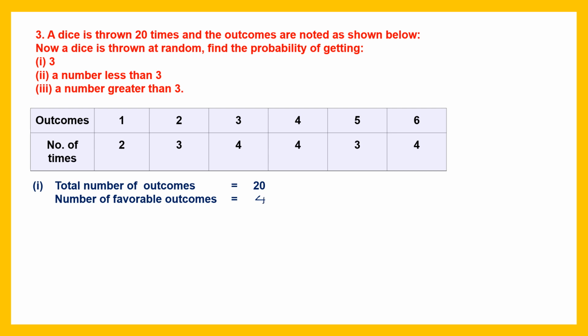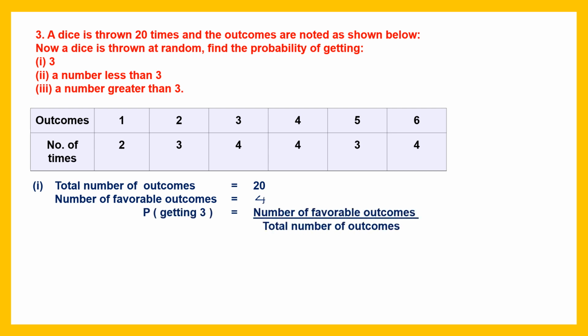Now to find the probability, we have to use the formula. So the probability of getting 3: the number of favorable outcomes is 4 and the total number of outcomes is 20. Now we have to reduce this to the lowest term. 4 1's are 4, 4 5's are 20. So what do we have here? The probability of getting 3 is 1 out of 5. The chances are 1 out of 5. So this is our answer for getting 3.